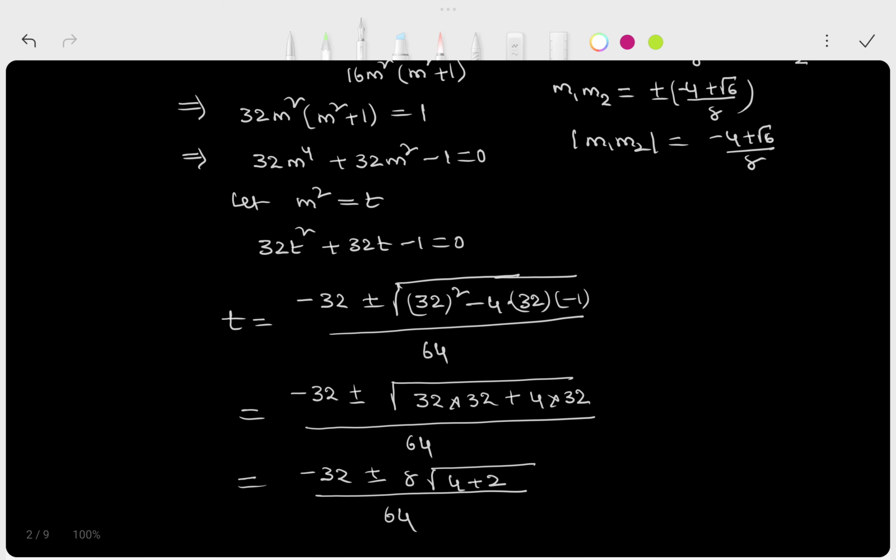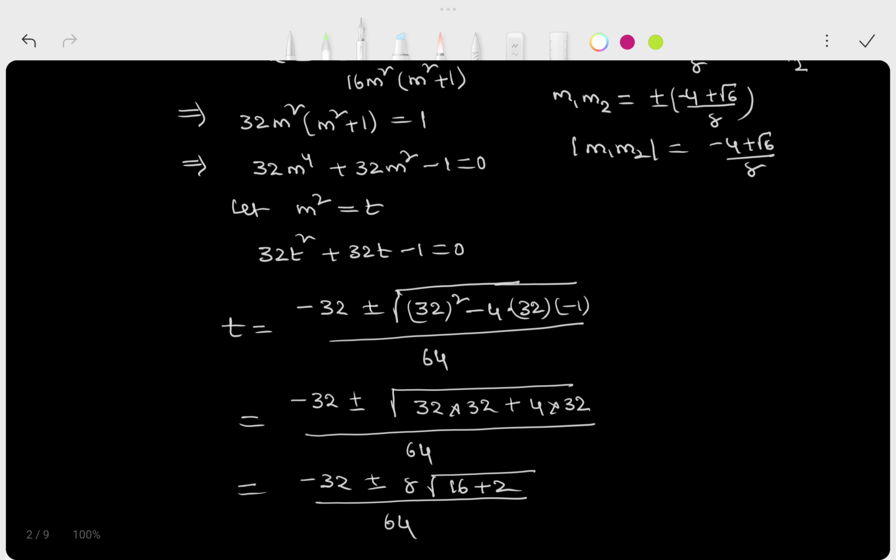Sorry, there is a small mistake here. Please all of you see this. If you take 64 common, the remaining value will be 16. The remaining value will be 16 plus this value, which is 2.